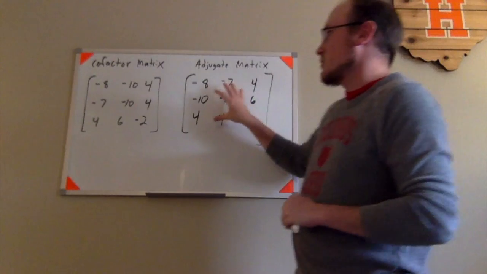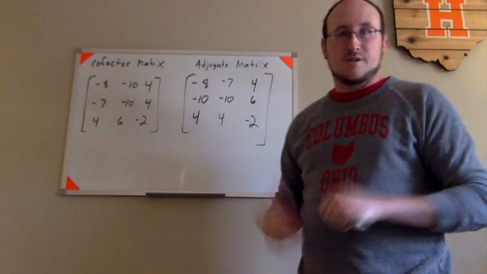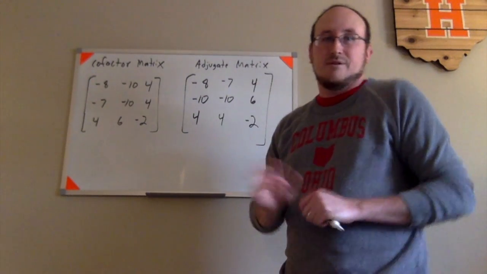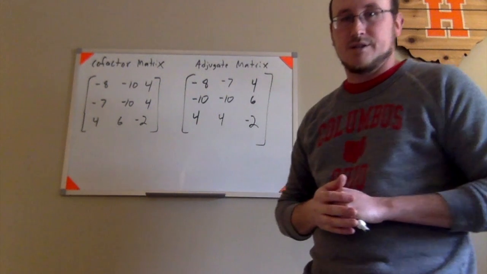So this is the transpose of the cofactor matrix, which is known as the adjugate matrix. There's a lot of vocabulary being thrown around here, but no one thing that I've done has really been that difficult. Just a lot of places to make mistakes.